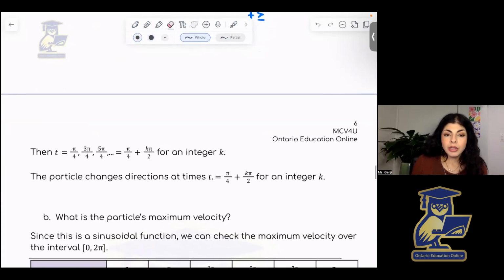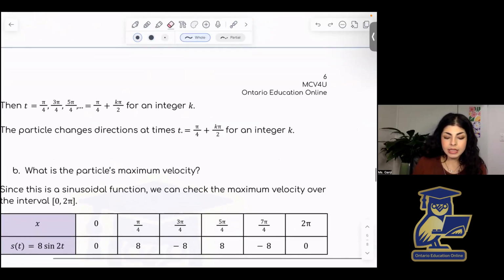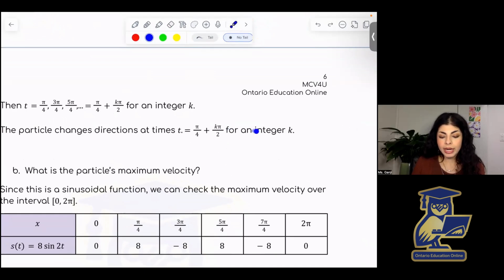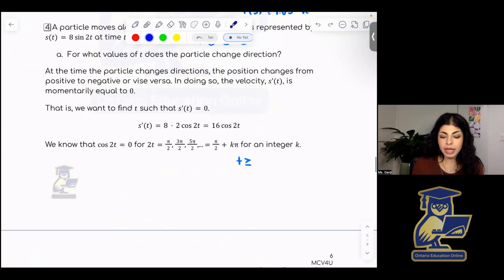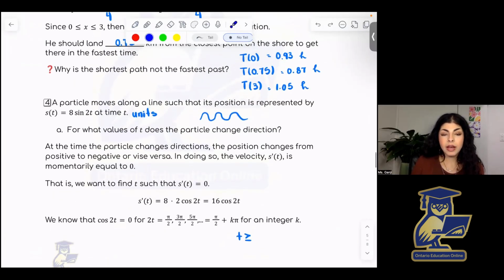So the particle then, we can say, changes directions at times t equal to pi over 4 plus k pi over 2 for an integer k. So it's not actually a specific or exact value you're giving, but you're giving an answer that we can use to find, again, because it's a cyclic function, all the different values that it is changing direction at. So perhaps here, here, here, here, and so on.